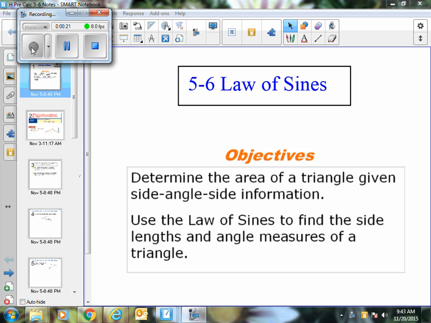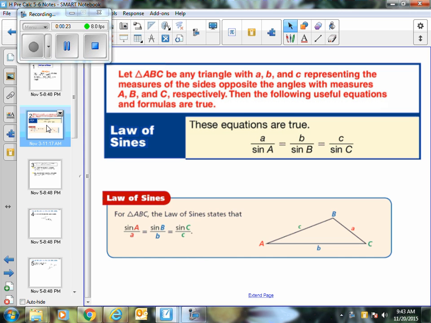So today we're going to talk about something called law of sines. So in a triangle, we're just going to kind of agree on our notation here. So capital letters for angles, so A, B, C, and lowercase letters for sides, little a, little b, little c, and they're always across from the angle that has the same letter.